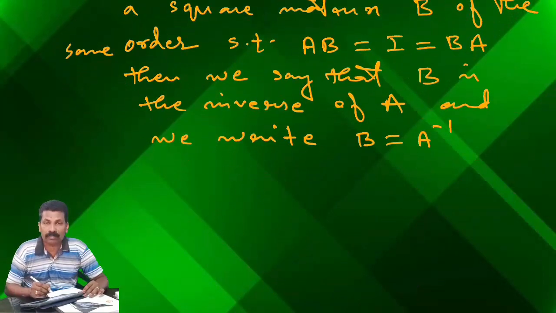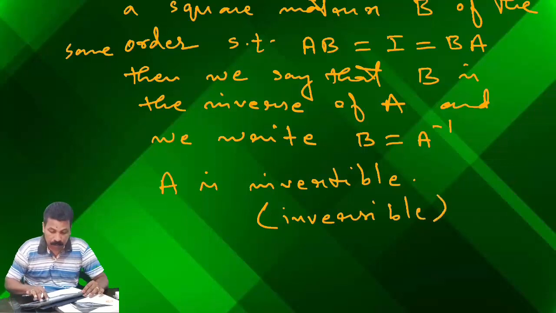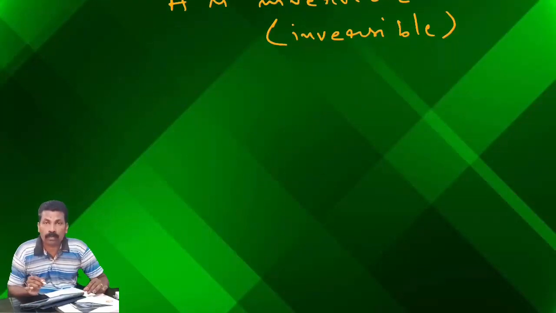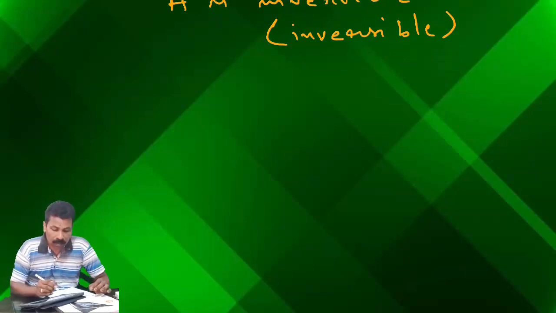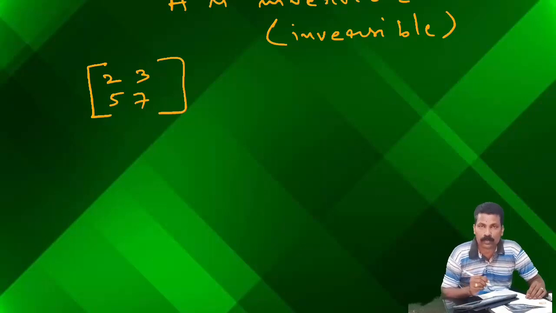In such a case, we say that A is invertible. I told you even every square matrix is not invertible. We can consider one case where inverse exists and one case where inverse doesn't exist. So first of all, let us consider this square matrix 2 by 2, 2, 3, 5, 7. This is a 2 by 2 square matrix.